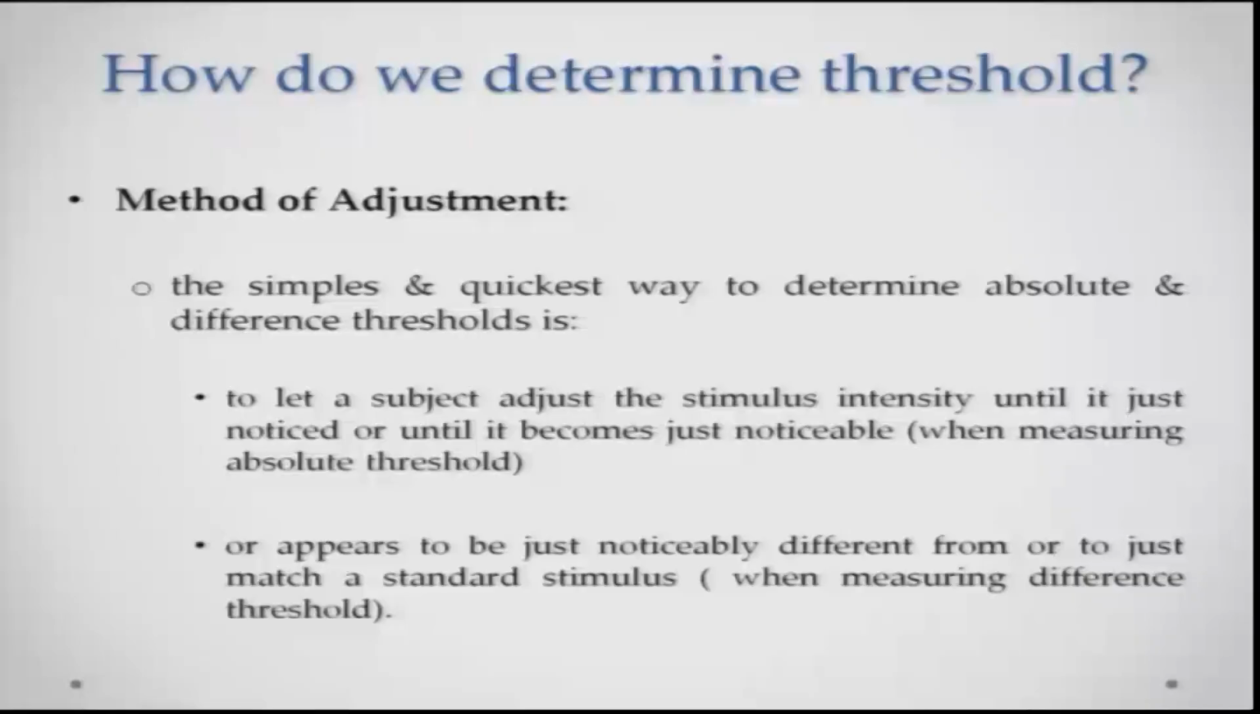Now, how do we determine the threshold? How do we determine the absolute threshold for a particular sense or a difference threshold for particular sensory information? There are methods to do that. The first method, or the simplest method, is the method of adjustment.